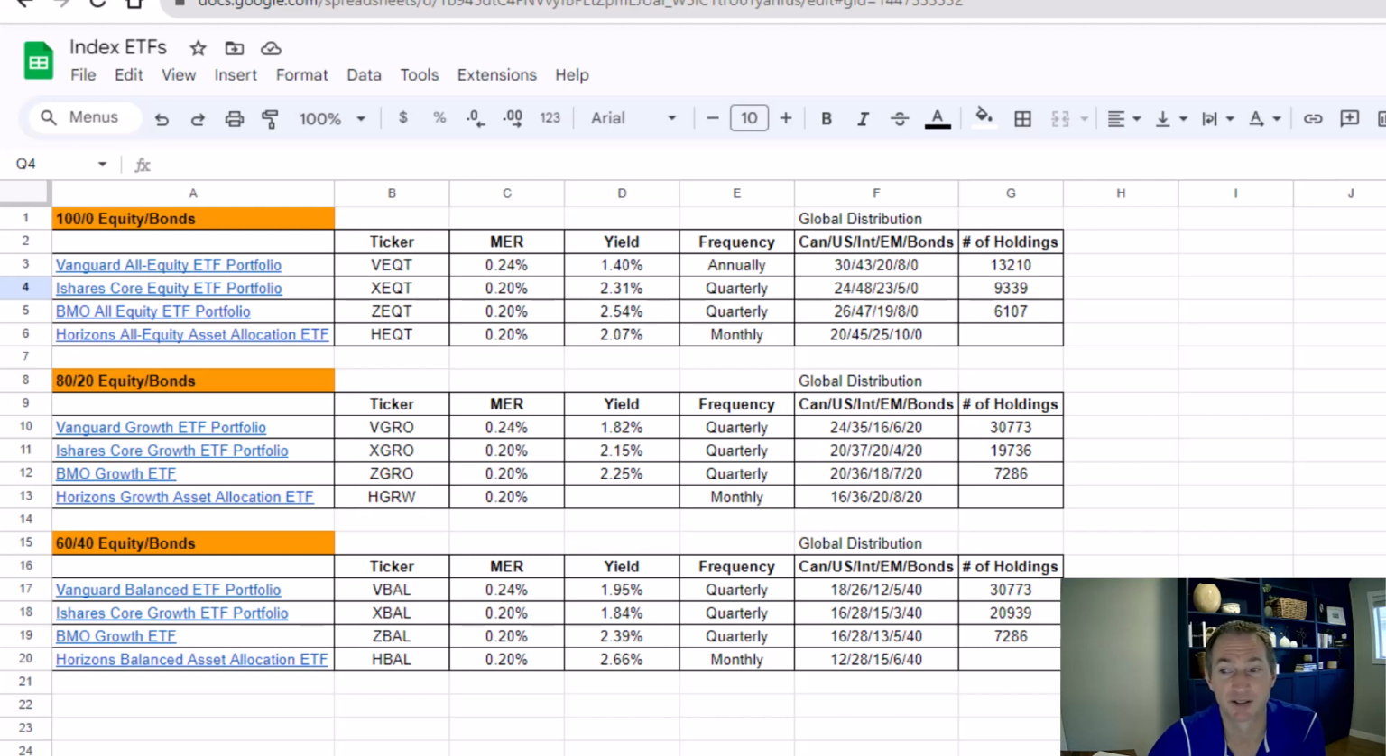These are great products. And you might be thinking, what if I wanted a 90-10 portfolio or a 70-30 portfolio rather than one of these offered? Building a 90-10 portfolio is as simple as putting 50% of your money into a 100-0 and 50% into an 80-20. So you could put $5,000 into VEQT and $5,000 into VGROW. And boom, there you have it.